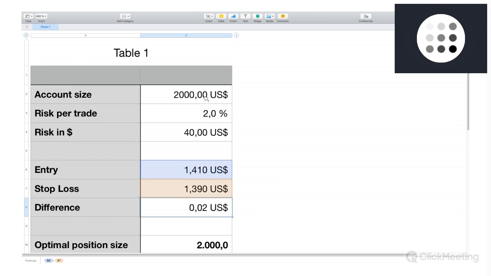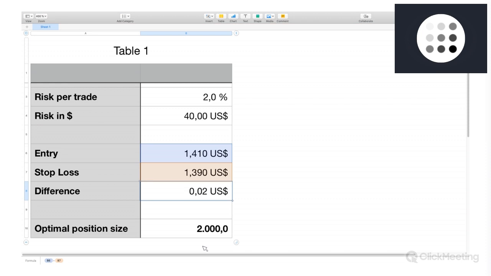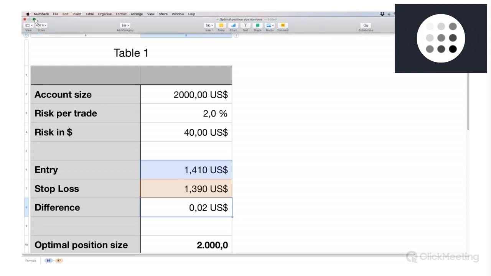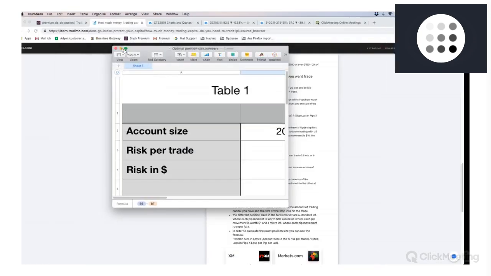Okay, in this specific example here, the optimal position size is 2,000. Or in other words, 2 microlots for this last example here. So hopefully this was clear. Do you have any questions about the calculation of the optimal position size? Then just let me know in the chat box. Otherwise, I will close at least this window here.